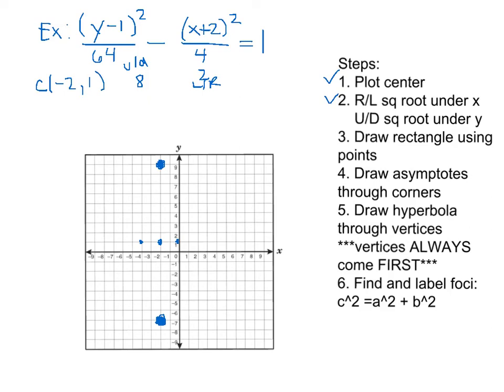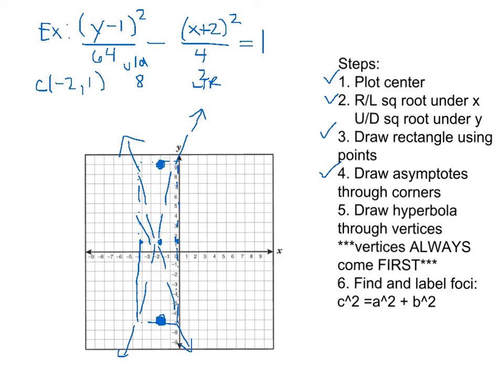Now we want to draw a rectangle using those points. It goes down this y-axis, across, and up through that point. Now we want to draw on our asymptotes. They go through the corners and that center. So I draw from the center up to the corner, center down to the corner, down to the corner, oops, I missed, up to the corner. Okay, so our asymptotes go through the center and up through the corners.